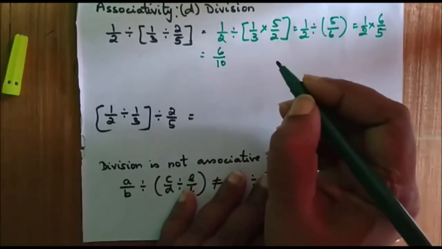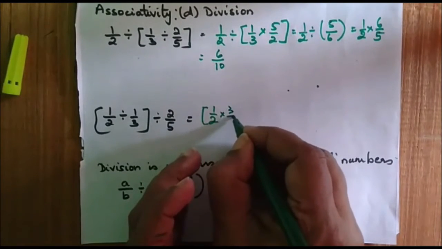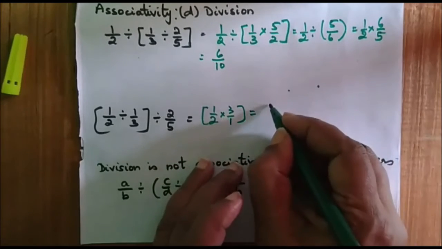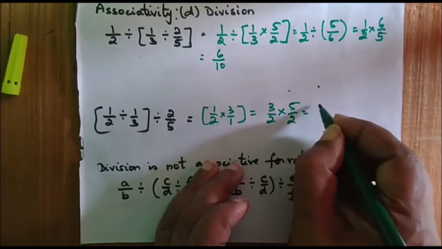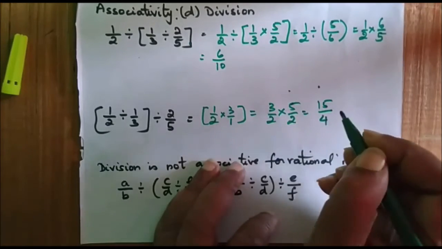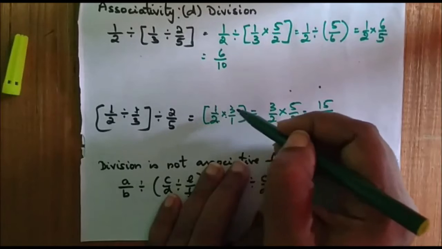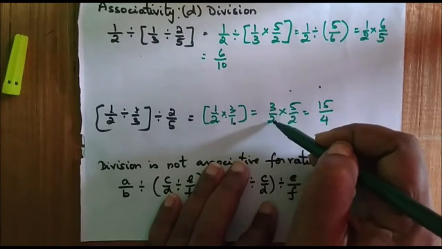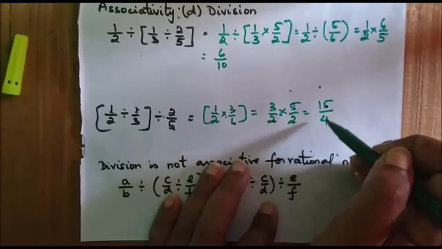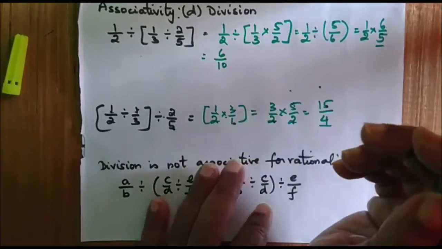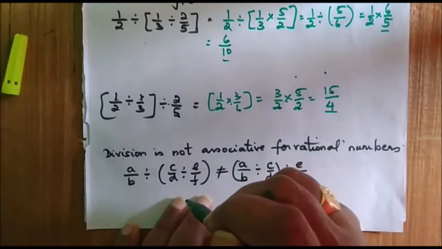Okay. Similarly, let us take this number that is within brackets, 1 by 2 divided by 3 by 1, that is nothing but 3 by 2, that divided by 5 by 2 is equal to 15 by 4. I hope you got it. I first solved these two terms. I got 1 by 2 divided by 3 by 1, which is equal to 3 by 2, divided by 2 by 5. So it will be multiplied by 5 by 2, which is equal to 15 by 4. So the answers are different. So division is not associative for rational numbers.